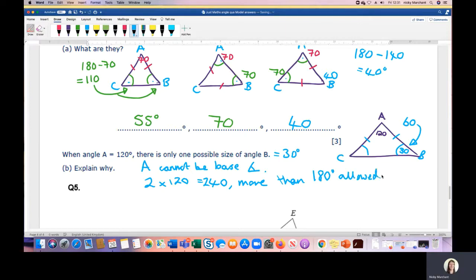In a triangle, the more you can put down, the more likely you are that you've said enough. More than 180 degrees allowed in a triangle. Okay, that should just about do it.